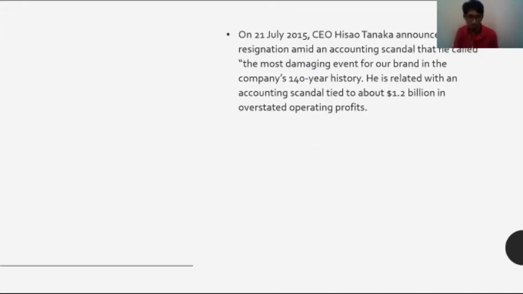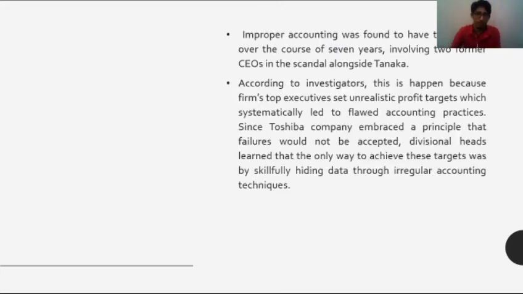It is related to an accounting scandal tied to about 1.2 billion in overstated operating profits. Improper accounting was found to have taken place over the course of 7 years, involving two former CEOs, as I said before, Hisao Tanaka and others in the scandal alongside Tanaka.